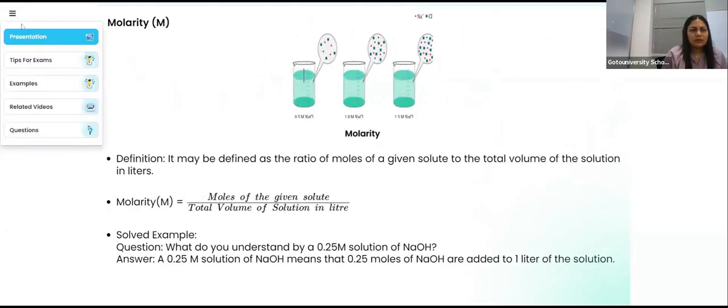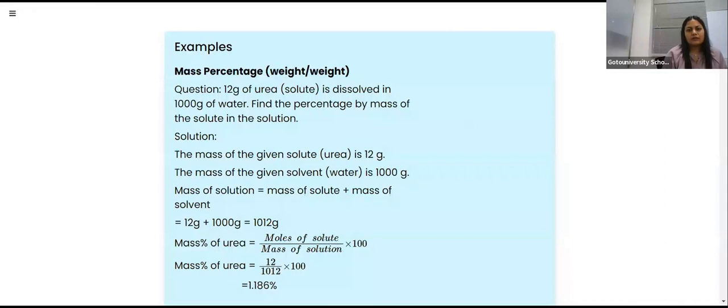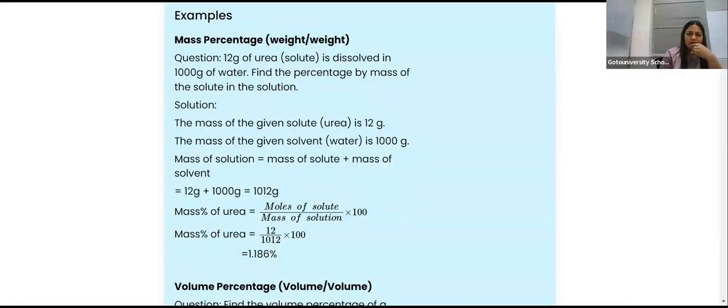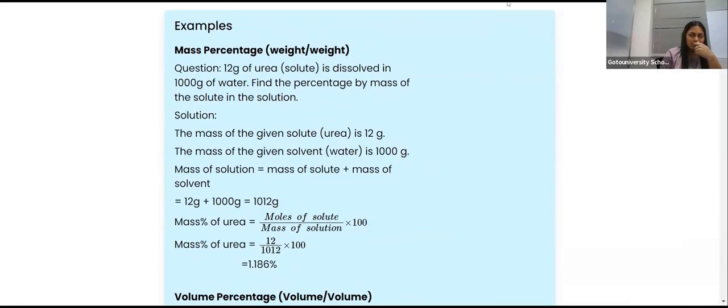Let us do some worked example here. Now you see, we have studied all the 7 methods to calculate the concentration. Here is the first method that we have studied, that is the mass percentage. Now let's try to solve this example. Here the question is given as 12 gram of urea. Urea is what? Solid, that is solute. It is present in 1000 gram of water, right? What is this 1000 gram? This is the mass of the solvent.